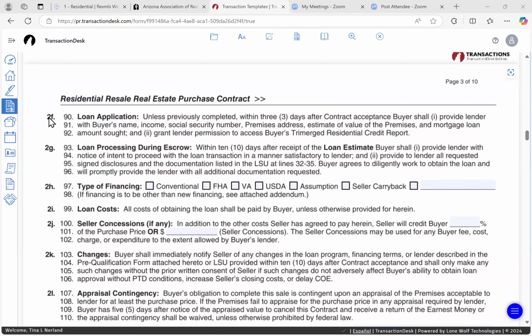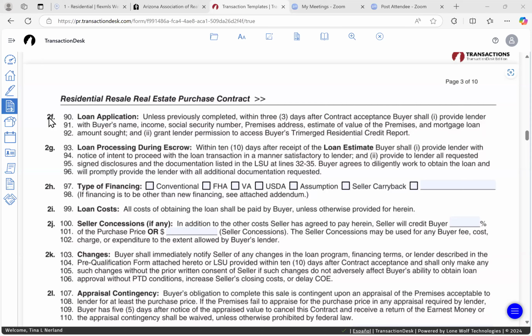Type of financing, you've got conventional, FHA, VA, USDA, assumption, seller carryback. You've got a blank box. This could be hard money loan. It could be cash. If I have a cash deal, I always check this and I put cash. Do you have to? Absolutely not, because if you're doing a cash deal, section 2, which is the section we're covering right now, does not apply. There is no financing, but I always like to put it.